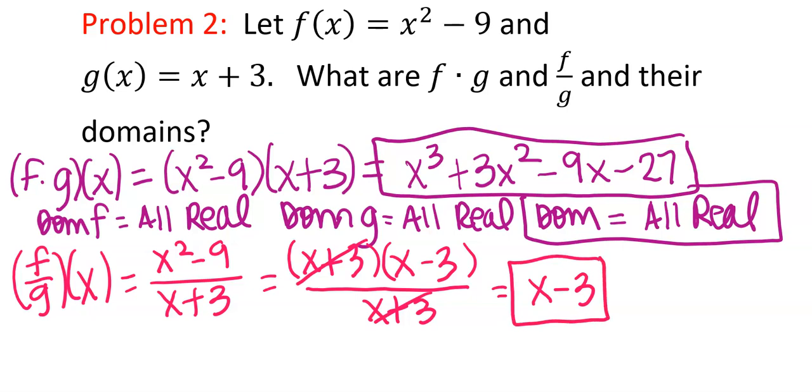But what determines what the domain is? The domain of the top part is all real. The domain of the bottom part is all real. But when you put them together, what matters? Okay, and what matters is right here. That part cannot be 0, right? If I put a number in there, what would give me 0?